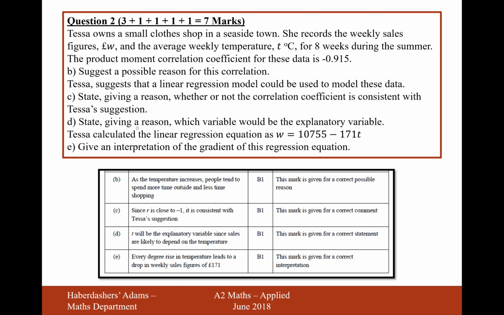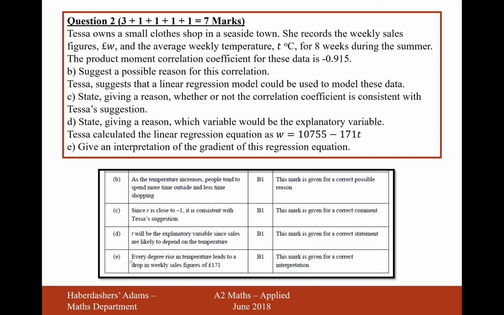Part D is state, giving a reason, which variable you would use as your explanatory variable. Well, the explanatory variable is the one that will change, and then the dependent variable is the one that we'll see the result or the effect on. So T is the explanatory variable. We're seeing as temperature changes, what is the effect that it has on weekly sales figures. So T is your explanatory variable because T is the one that changes, and we see the effect on the sales.